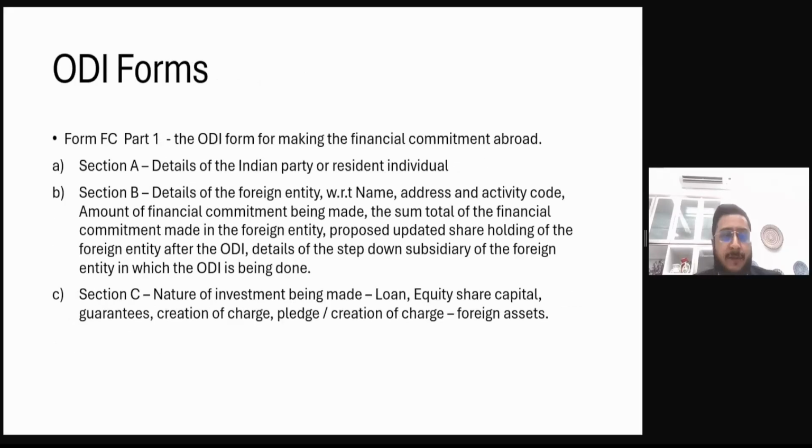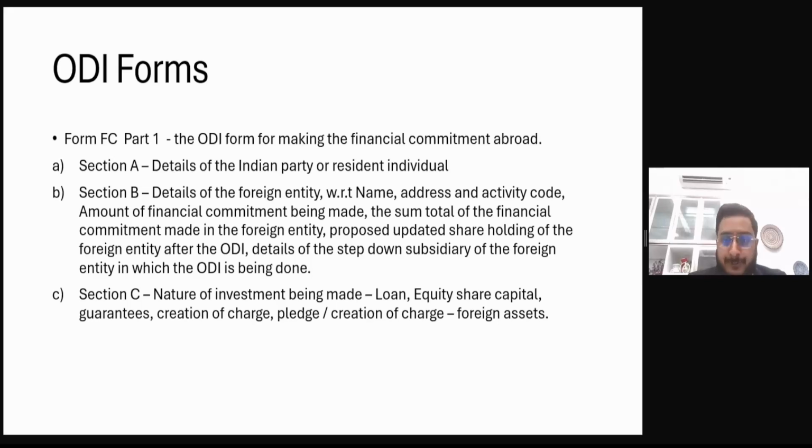So we will discuss the forms first. As I said, the ODI form is Form FC, Form Financial Commitment. Now, it has various parts: part 1, part 2, part 3. Part 1 is basically the financial commitment form. This is a form which you have to fill, and the management will sign it. Form ODI has to be submitted offline. It is not to be filed online. It has to be submitted offline to the AD bank, with all the documentation. The file has to be prepared and submitted to the AD bank offline.